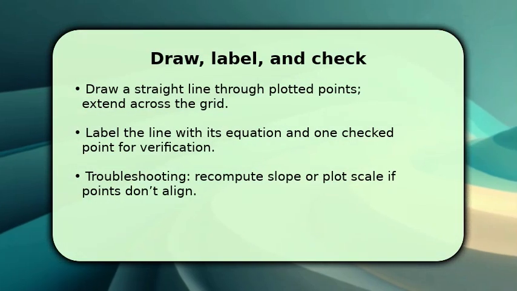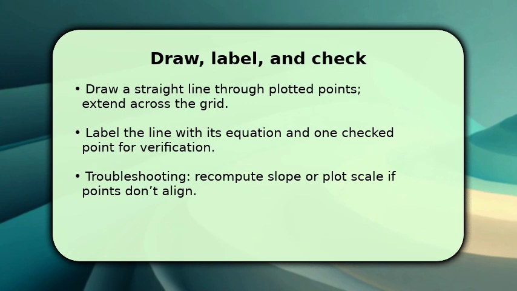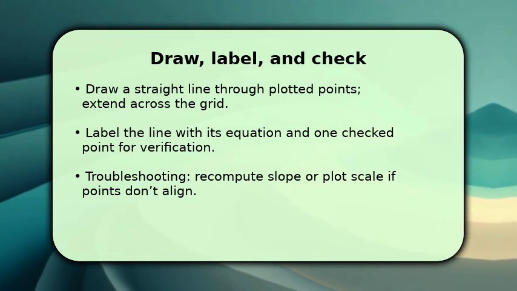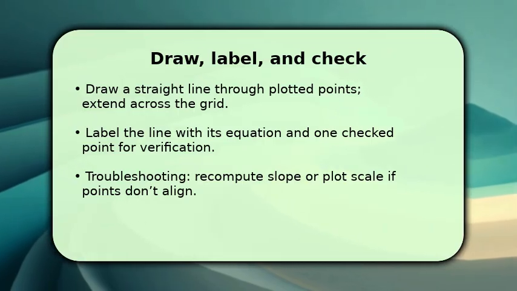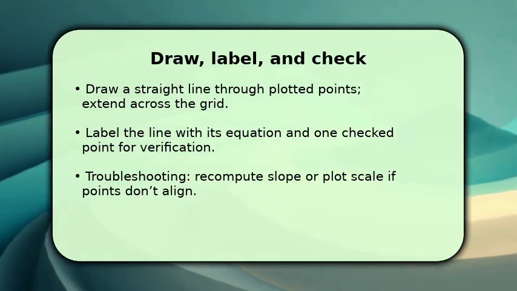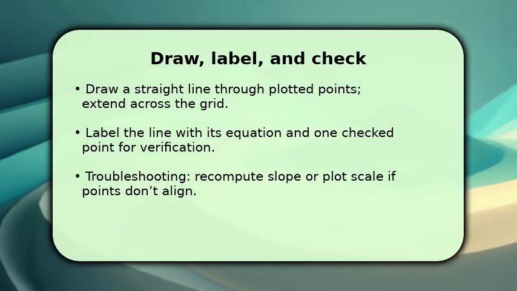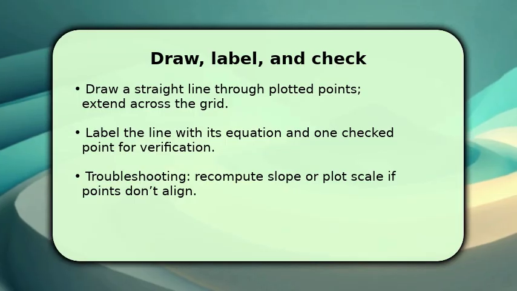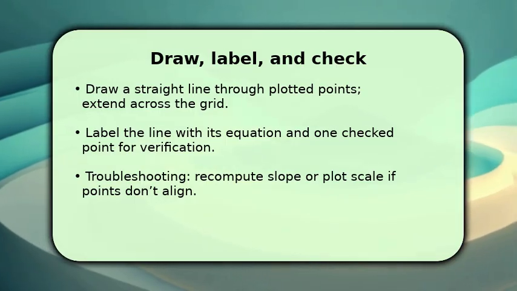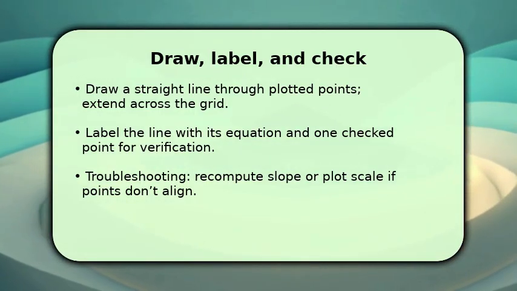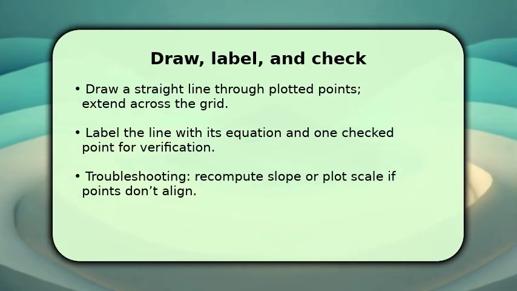To finish, carefully draw a straight line through your plotted points and extend it to the edges of the grid so the trend is obvious. Label the line with its equation and mark at least one point you used for a quick check. Once done, test a third point by plugging its x into the equation to confirm the y value matches your plot. If something looks off, recompute the slope and ensure your grid scale and rise/run directions were applied correctly.